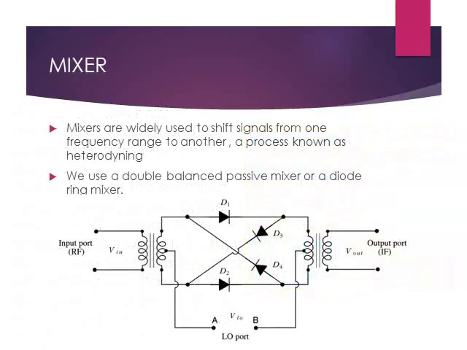Mixers are widely used to shift signals from one frequency range to another, a process known as heterodyning, the basic concept of our FM receivers. We use a double balanced passive mixer or a diode ring mixer for this purpose.